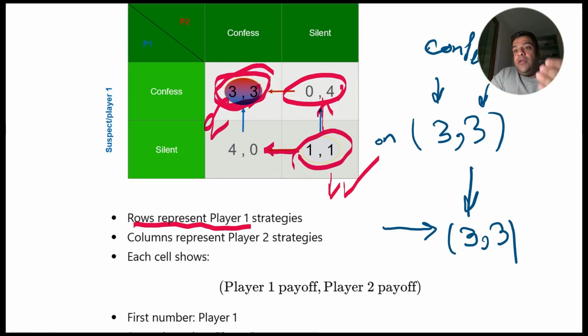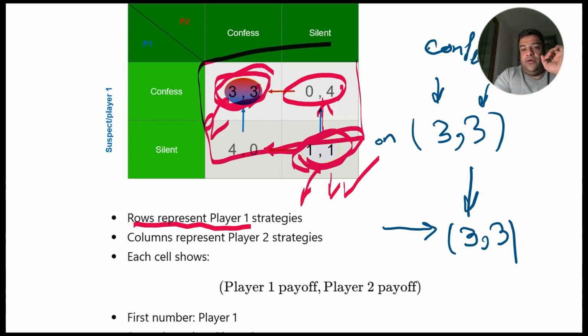But what happens? In this question, the stable point is 3-3, and it is also a Nash equilibrium. Also, I told you 1 and 1 is better, but it's unstable. And the answer of this question is exactly 3 and 3.